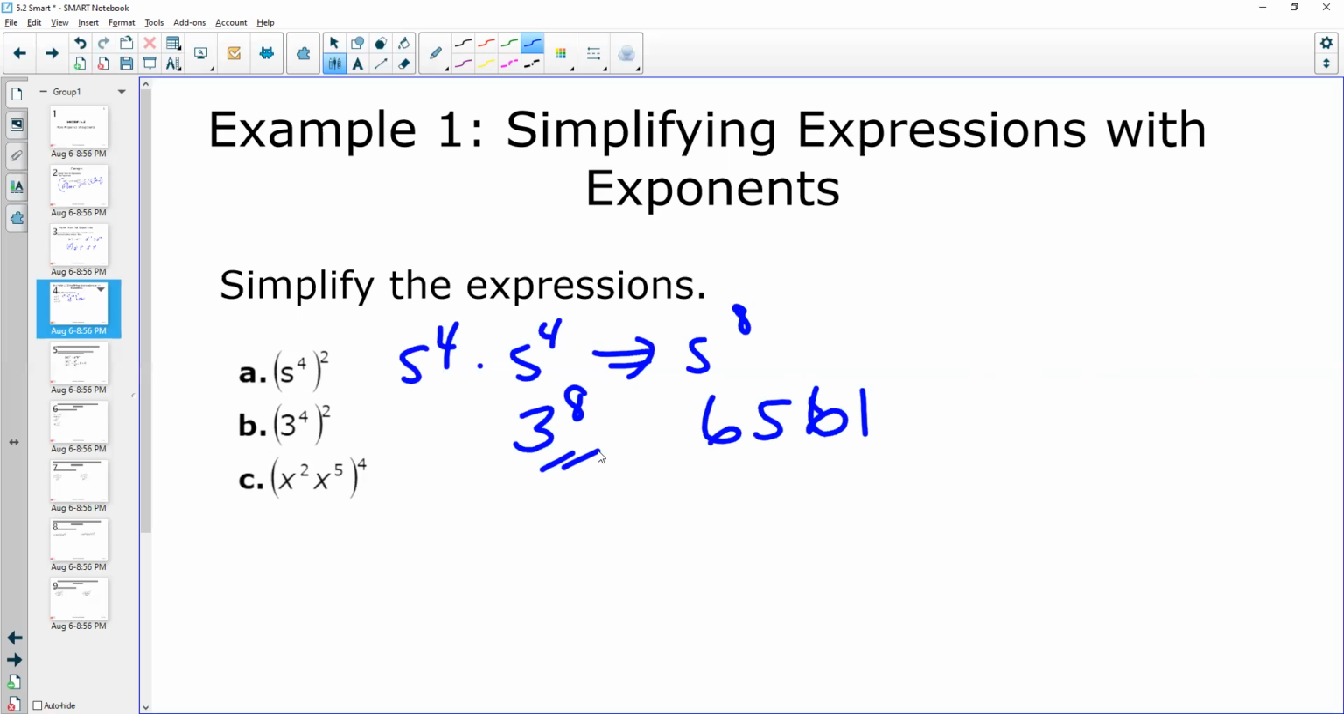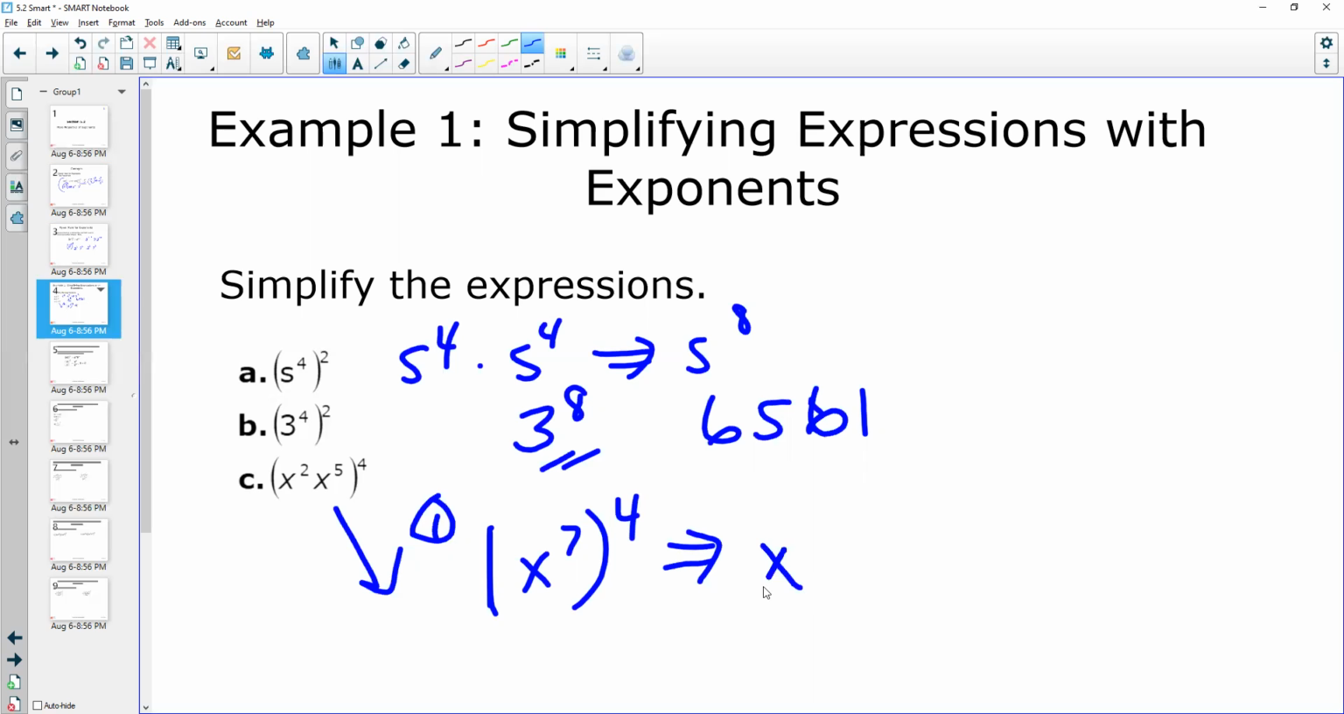And then on the bottom, we're going to use both of those rules together because you can do this one of two ways. Let's do both ways. The first way is to think about order of operations. I'm going to do parentheses first. So I'm going to have x to the 2nd times x to the 5th, and I make that x to the 7th to the power of 4. And then 7 times 4 is 28. So that makes x to the 28th.